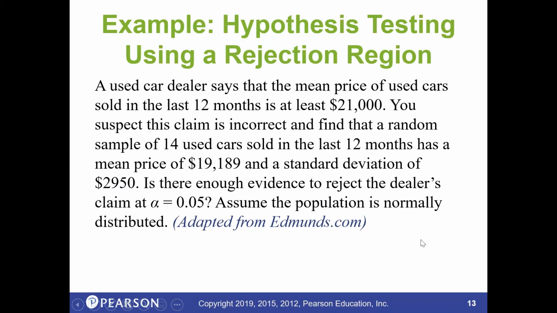A used car dealer says that the average price of used cars sold in the last 12 months is at least $21,000. You suspect the claim is incorrect and find that a random sample of 14 used cars sold in the last 12 months has a mean price of $19,189. Standard deviation is almost $3,000. So the question is this: is there enough evidence to reject the dealer's claim at the alpha level 0.01?